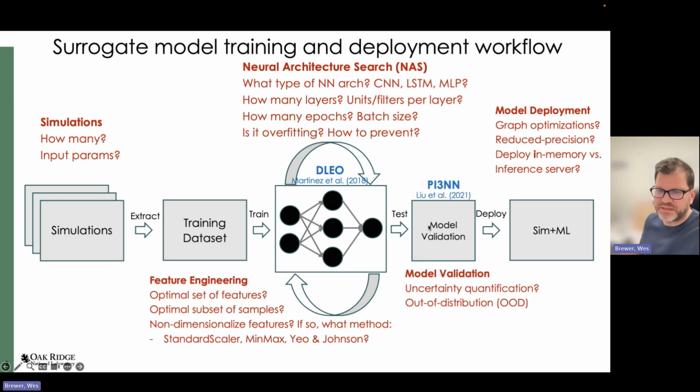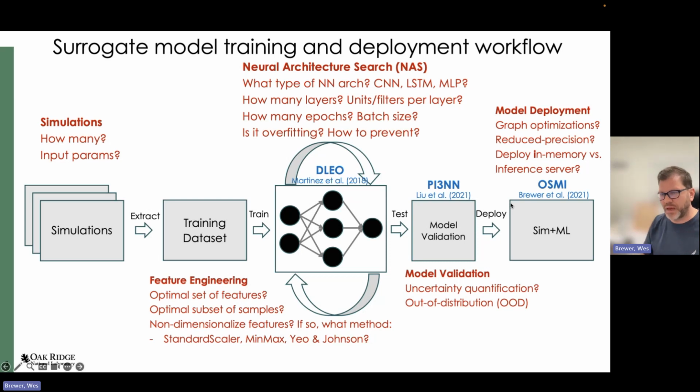For model validation, in addition to DeepHyper, there are countless frameworks like Keras Tuner, Optuna, and a number of others. For model validation, there are a number of frameworks as well. We initially started using Monte Carlo Dropout, but we've moved more to using prediction intervals, so this PI3N method by Xian Liu et al., who's also a collaborator on this project.